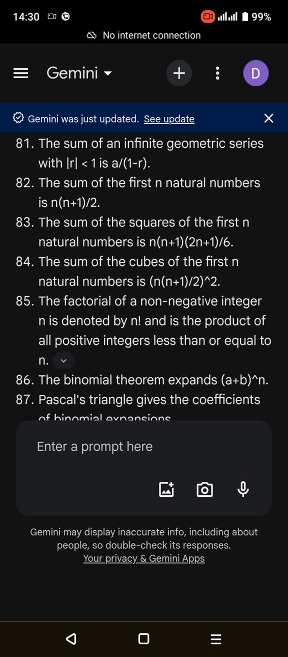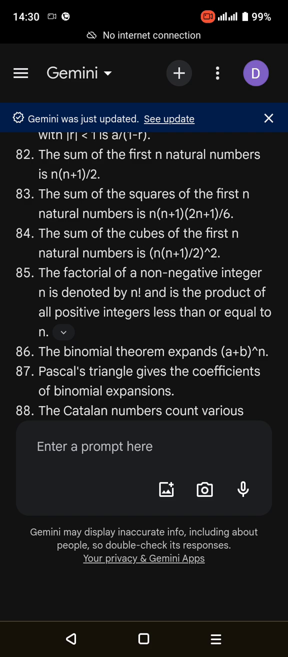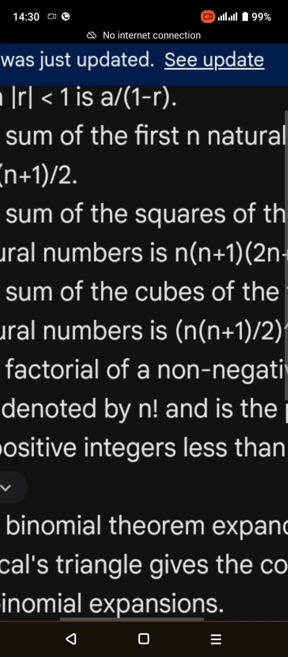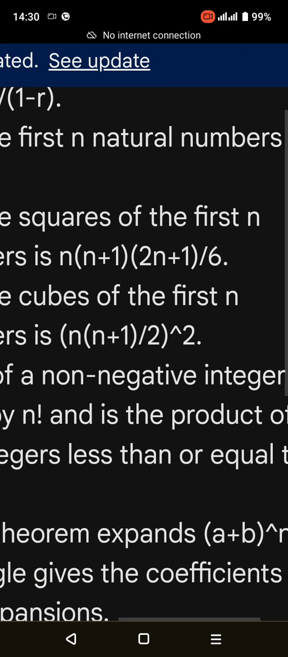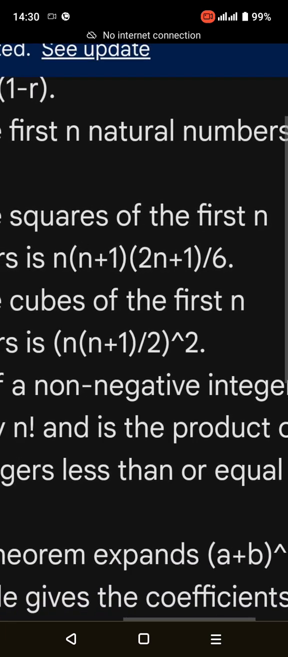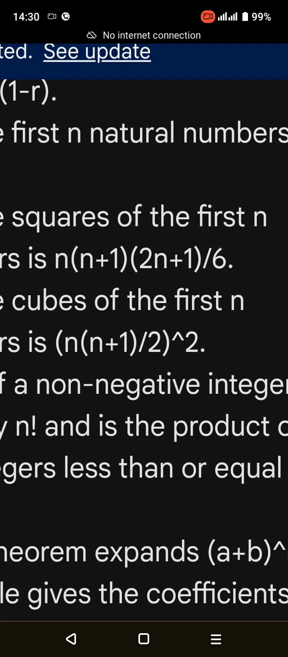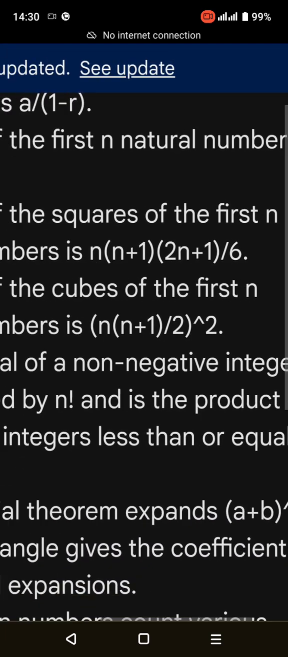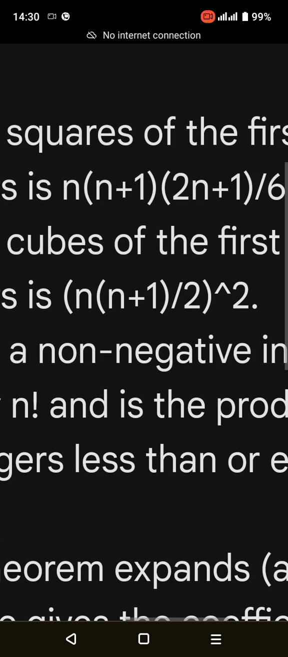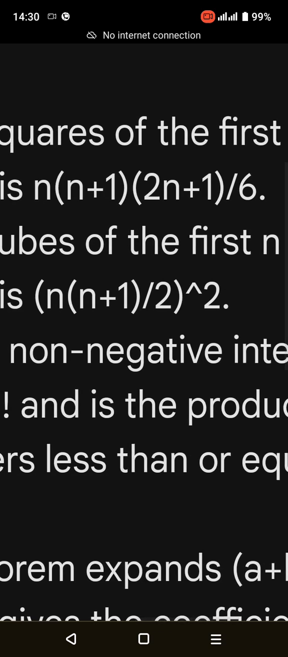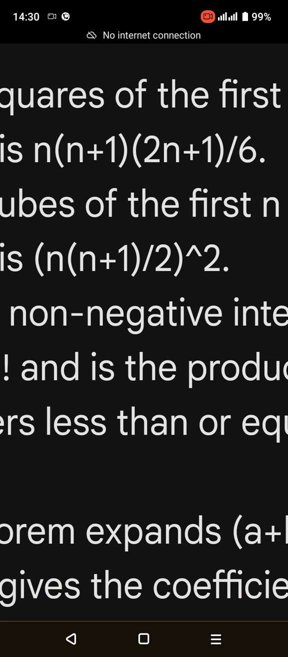82. The sum of the first n natural numbers is n(n+1)/2. 83. The sum of the squares of the first n natural numbers is n(n+1)(2n+1)/6. 84. The sum of the cubes of the first n natural numbers is [n(n+1)/2]^2.